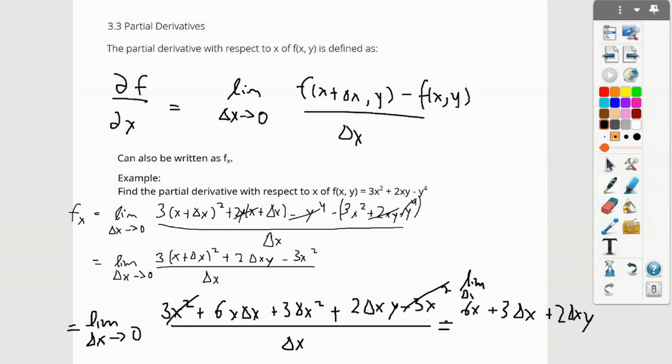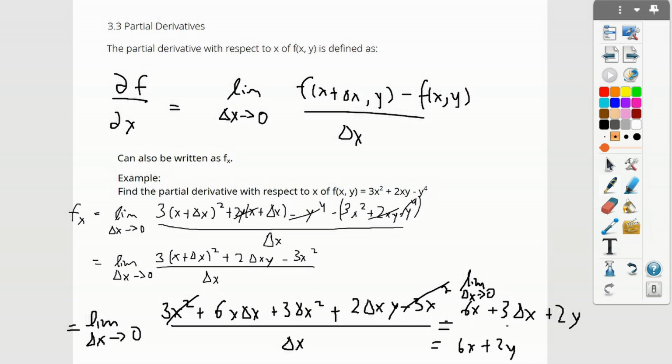So limit as delta x approaches 0 of this, which means if you plug in 0 for delta x, you'll get 6x plus 2y. And that is your derivative. So f sub x is 6x plus 2y.